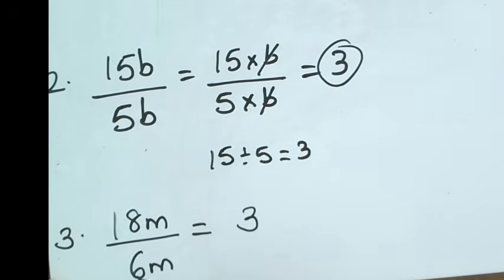3. How many 6 can make 18? 3. And you have cancelled the m and you're left with only 3. Perfect. Well done.